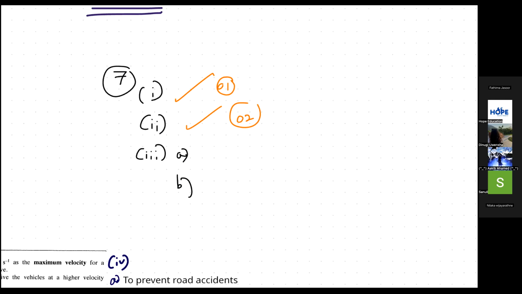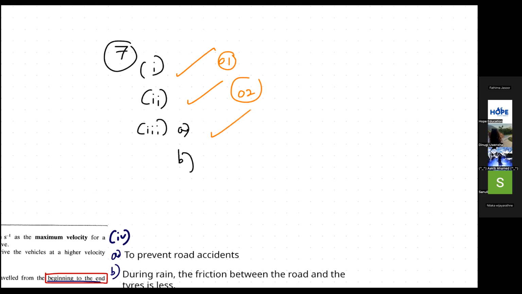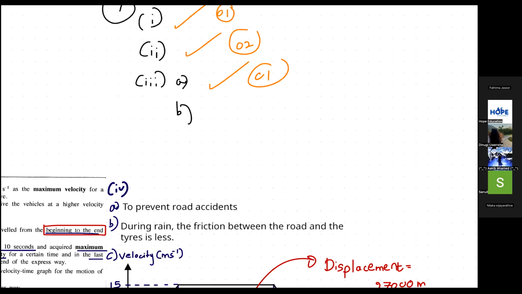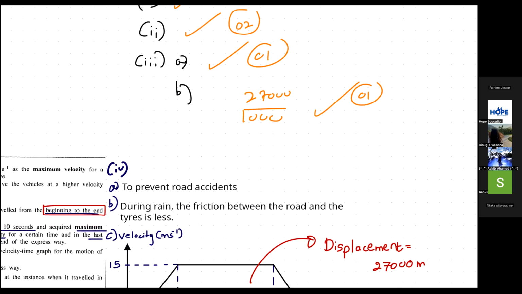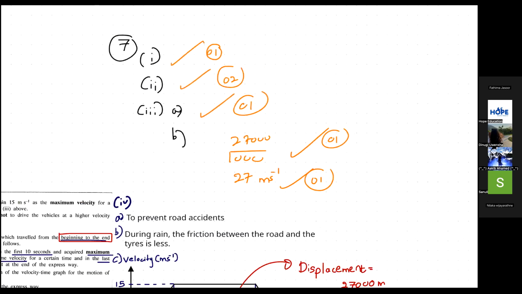Then Roman number 3 එකේ මෙතන 27,000 meters නැත්නම් 27 kilometers වලට 1 mark. 27,000 meters or 27 kilometers. මෙතන 27,000 වලින් divide කරනවට ඒකට 1 mark දීලා තියෙනවා. For getting the answer as 27 m s^-1 you have gotten 1 mark. Unit එක නැත්තම් no marks here. So 2, 3, 4, 5, 6. එතන there are 6 marks altogether.